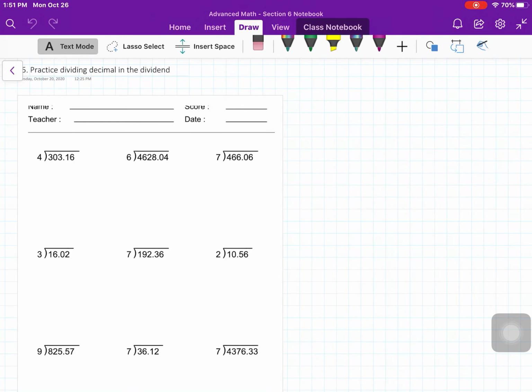More practice with dividing with a decimal in the dividend. Let's do a couple of these together so you get the hang of it. Then you can go ahead and practice on your own.